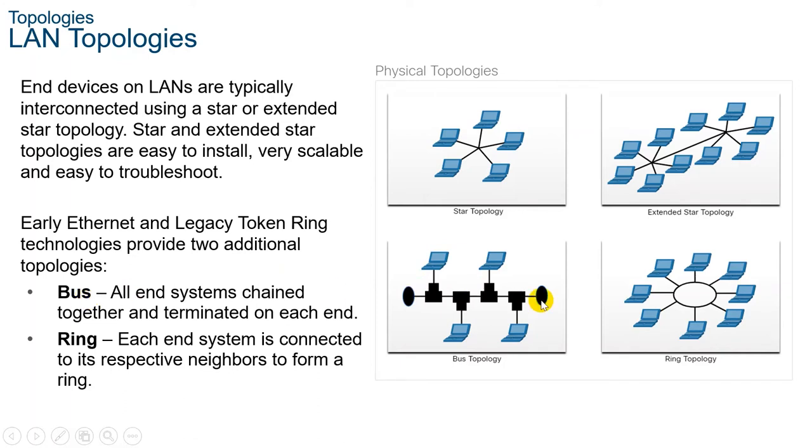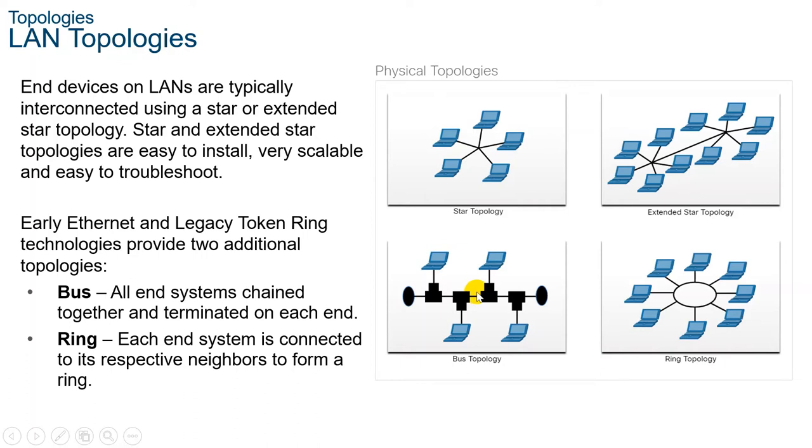In the bus topology, as you can see in the diagram, all the end systems are chained to each other and terminated in some form on each end. They are terminated by a terminating resistor, or TR. The legacy Ethernet networks are often bus topologies using coaxial cables because it was inexpensive and easy to set up. As far as I remember during our training days, when we implemented bus topology, it had a maximum of 10 workstations only.